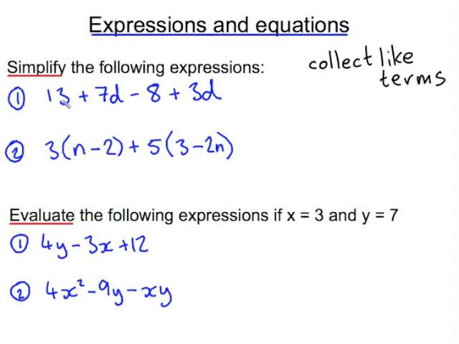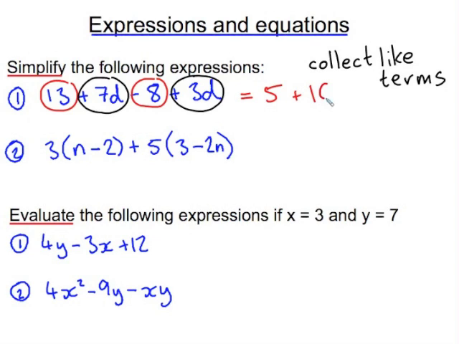In this first expression we have constant term 13 and subtract 8, so this simplifies to 5. And then we have plus 7d and plus 3d, so that's plus 10d. The next thing we can do when simplifying is to expand brackets.